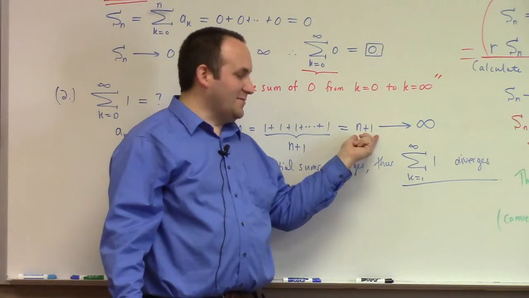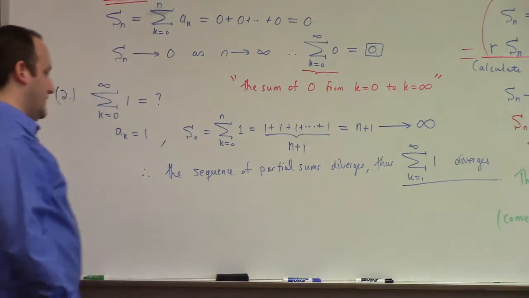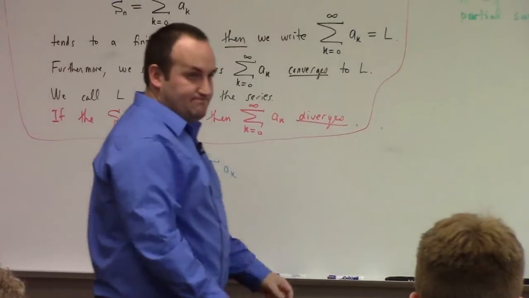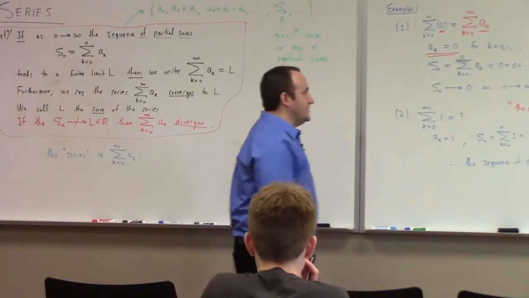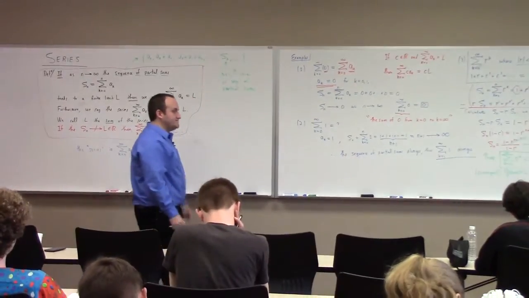As n goes to infinity, n plus 1 goes to infinity. So the sequence of partial sums diverges, thus the series diverges. Why? This is the very definition of divergence. I have done direct calculation of the nth partial sum to show convergence and divergence here.